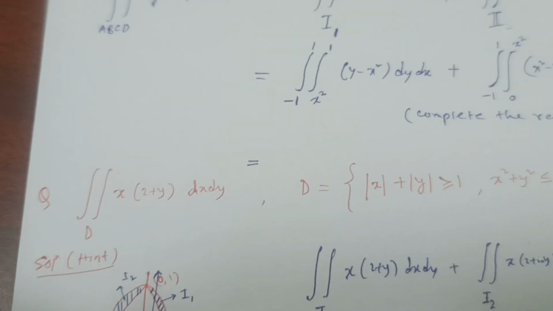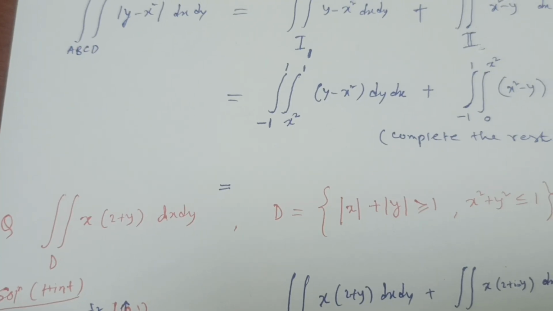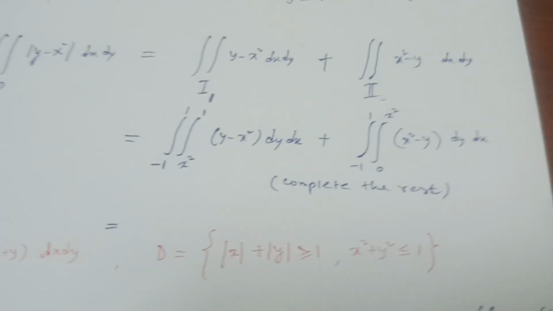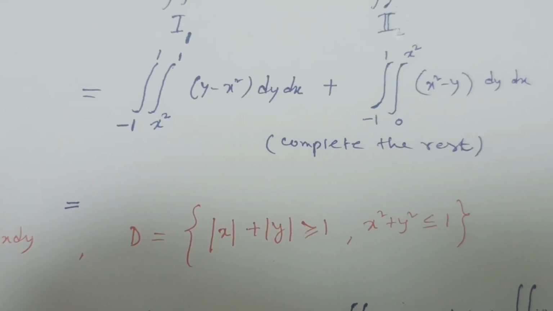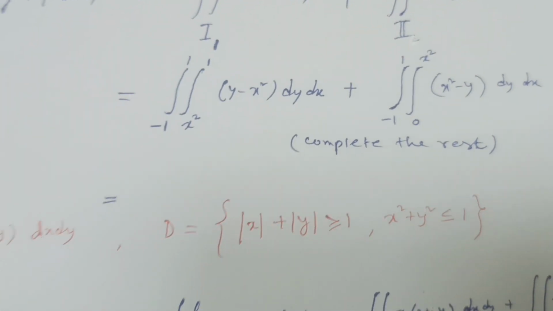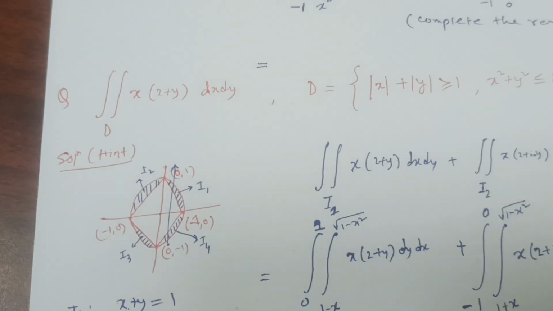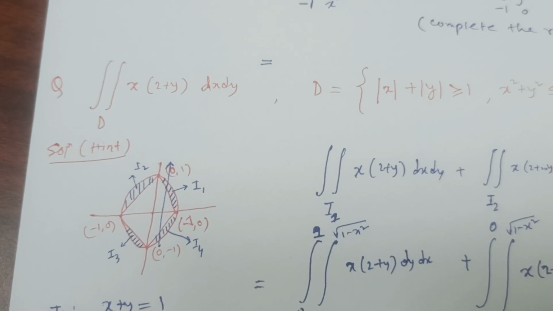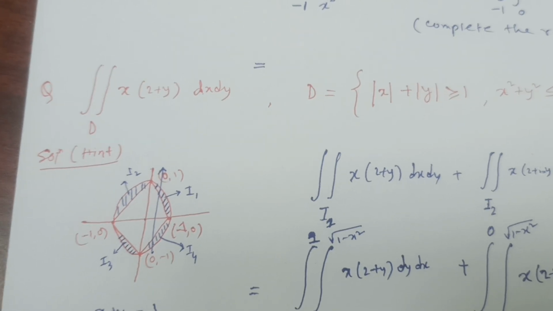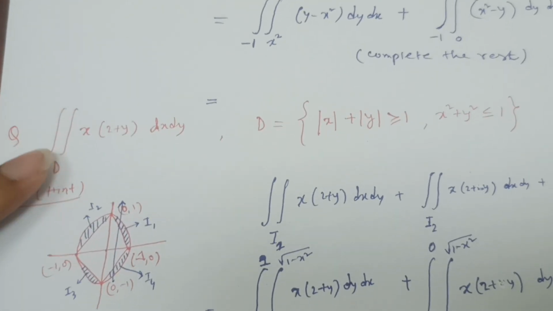Now let's do one more question, which is a little bit more calculative. The question is the integral of x square plus y dy dx over the region D, where D is given as mod x plus mod y is greater than 1 and x square plus y square is less than 1. So basically this is the region which I have shaded using pencil. I am dividing the whole region into 4 parts, I1, I2, I3, I4, for ease of calculation.